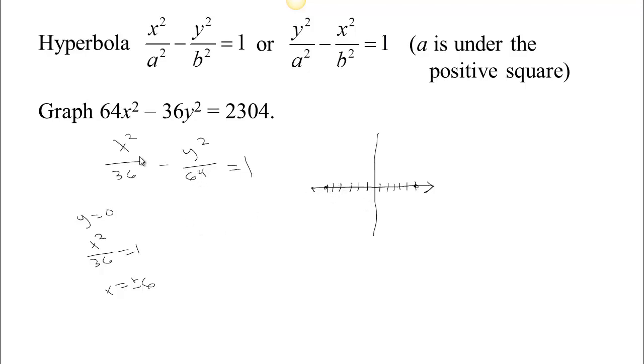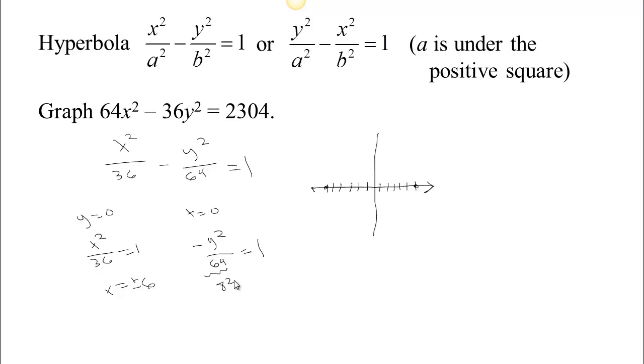Let's see, x cannot be 0, because if x is 0, we'd have negative y squared over 64 equal to 1. Since we have y squared, that's guaranteed to be positive, divided by 64 is positive. So this negative forces this to be a negative number, and it's impossible for a negative number to be equal to a positive number, so we won't see any values. But we can still get some information from this 64.